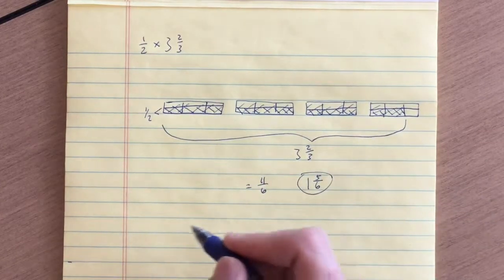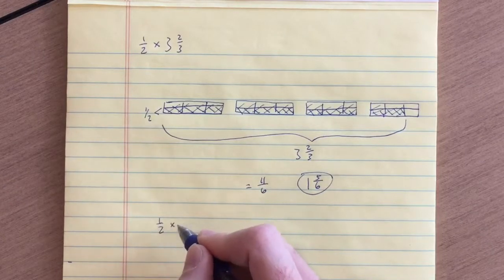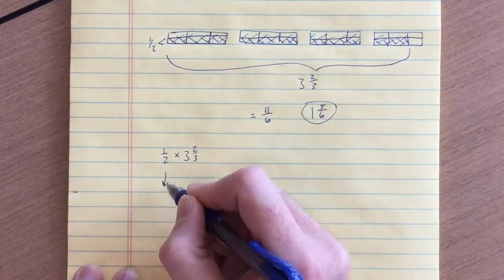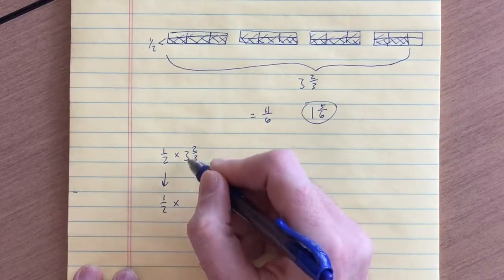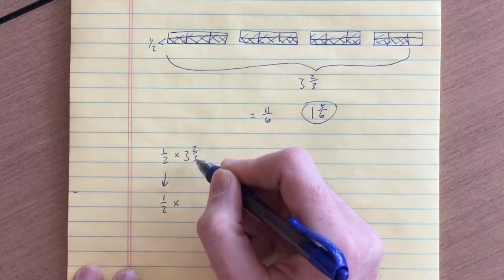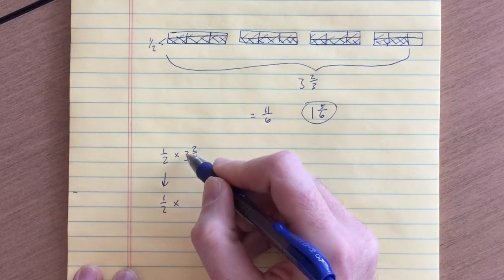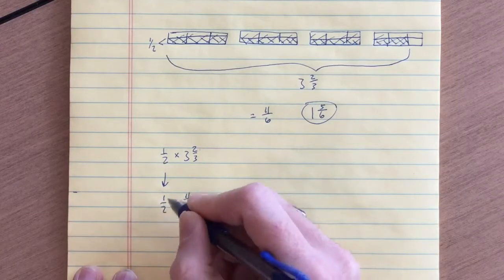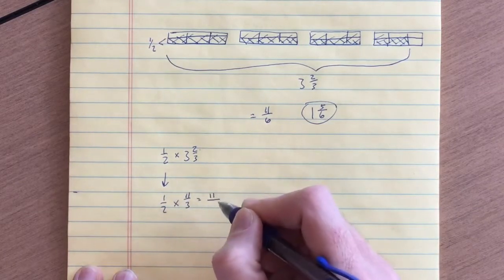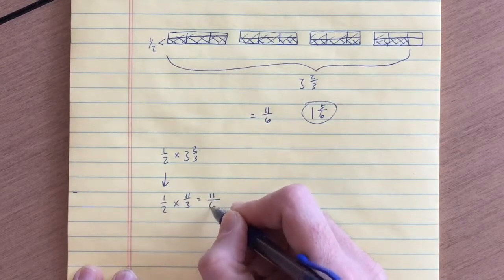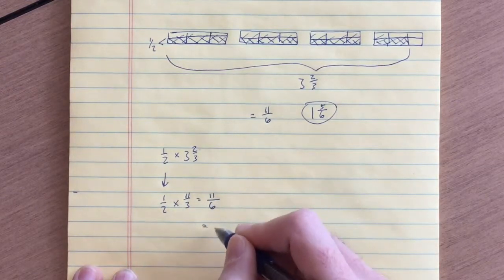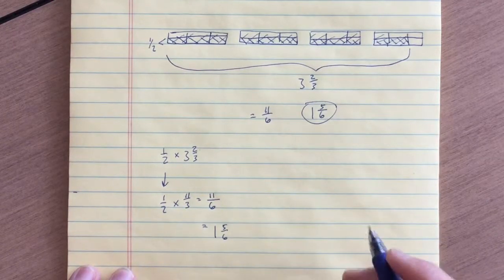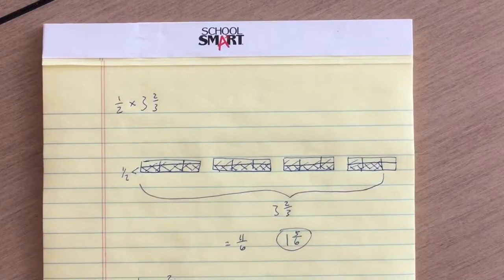Now I can check it by using just the algorithm. 1/2 of 3 and 2/3. 1/2 I can keep as 1/2. And 3 and 2/3 I'm going to change into an improper fraction. 3 times 3 is 9, plus 2 is 11, 11/3. I can't cross simplify, so I'm going to multiply across. 11 over 3 times 2 is 6. And that equals 1 and 5/6. So I can show that using a model and using the standard algorithm.